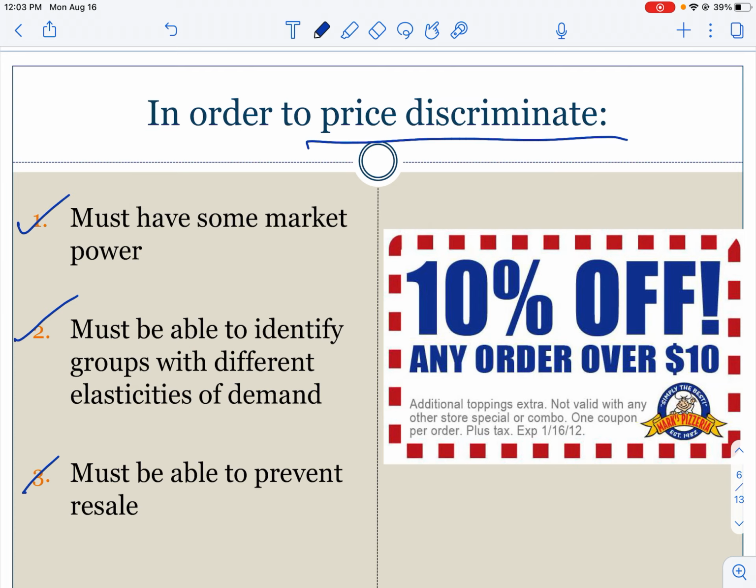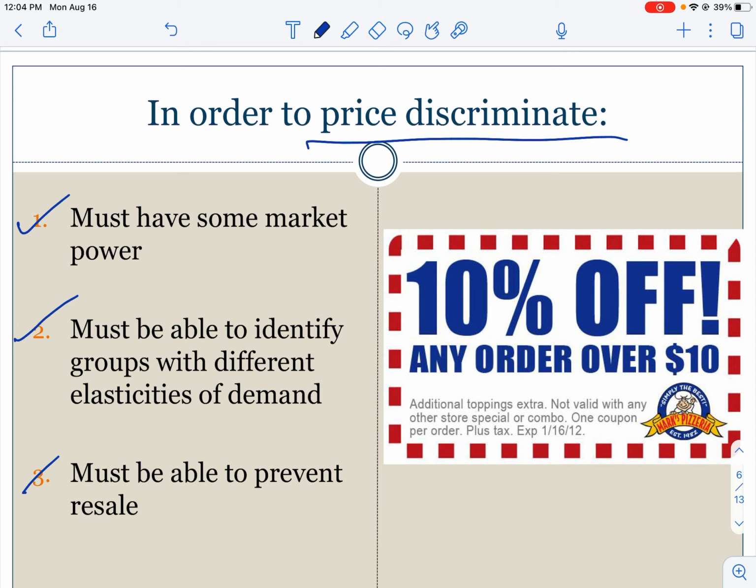Another example over here on the right: coupons. There are coupons out there. You just have to clip them out of the Sunday paper or out of the flyer, or on your phone even. There are electronic coupons now, but it's a hassle, right? It requires effort. And so many people don't use the coupons. They value their time highly, and they're willing to pay more.